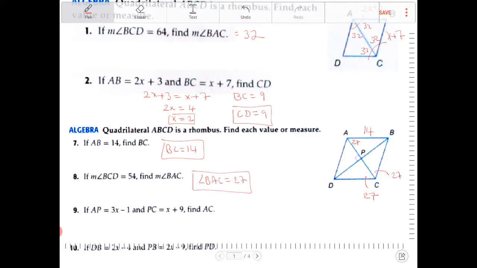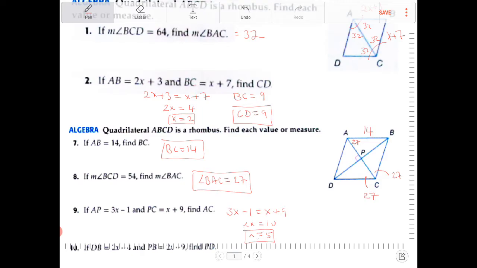AP is equal to 3x minus 1, and PC is x plus 9. Find AC. Well, inherently, a rhombus is also a parallelogram. So therefore, all the properties of a parallelogram will also apply for a rhombus. And I understand that the diagonals bisect one another. So therefore, 3x minus 1 will equal x plus 9. Subtract x, add 1. Divide by 2, I get x is equal to 5.